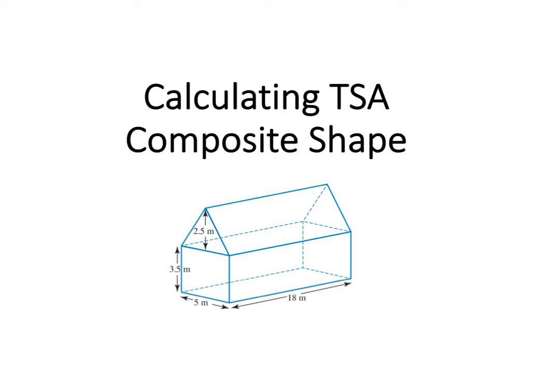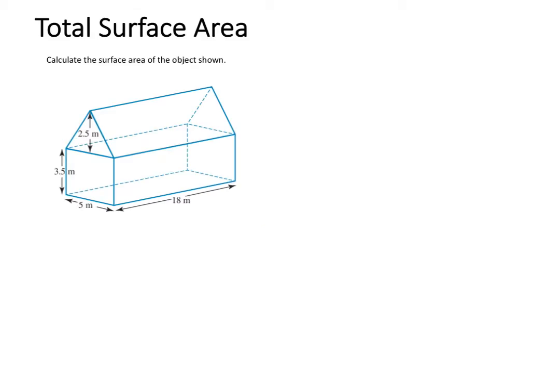In this video, we're going to have a look at how we calculate the total surface area of a composite shape. So the question asks us to calculate the total surface area of the object shown. And that object shown is a rectangular prism and a triangular prism joined together.